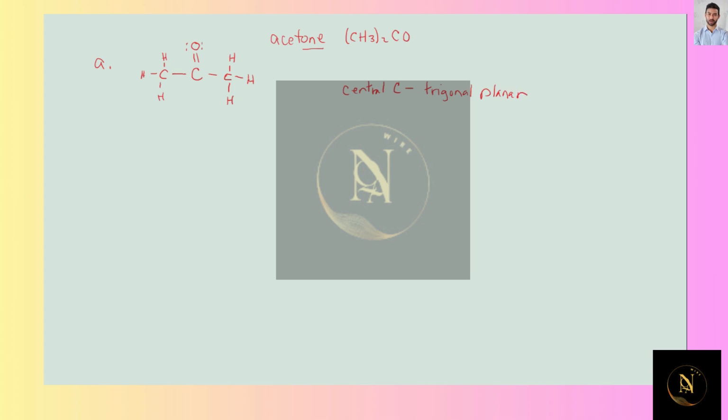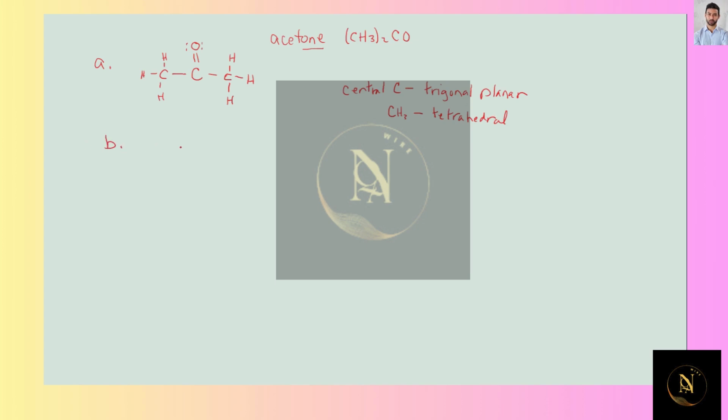And then the outer carbons, the peripheral ones, the ones with the CH3 on them, those carbons have 1, 2, 3, 4 electron clouds around each of them. Therefore, they are going to be tetrahedral. And that answers part A.